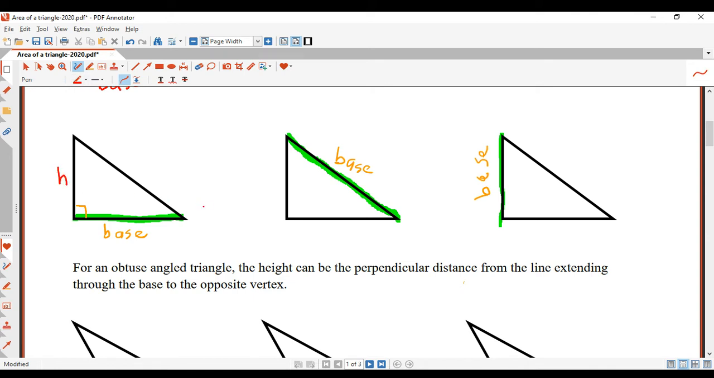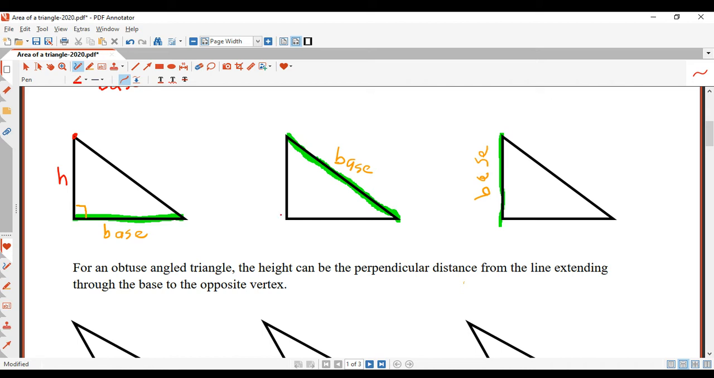This is the height here. Now, because here's my opposite vertex. The vertex, or the corner opposite the base at 90 degrees, is that side there, so that's the height. It's called the perpendicular height, don't forget. Now what about this one?